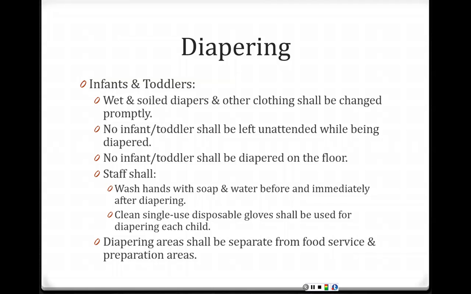Staff shall always, when diapering, wash their hands with soap and water before and immediately after diapering, just like we saw a minute ago. We want to use clean single-use disposable gloves, which will be used for diapering each child. We want to clean our diapering areas, and our diapering areas shall be separate from our food service and preparation areas. We never ever prepare food or sit food in our diapering areas.